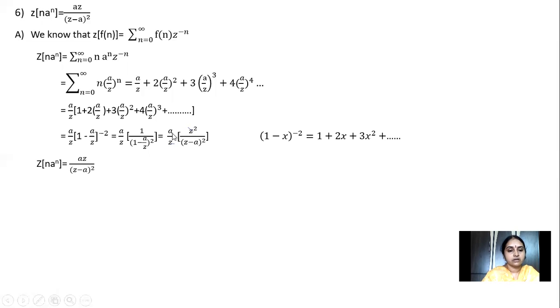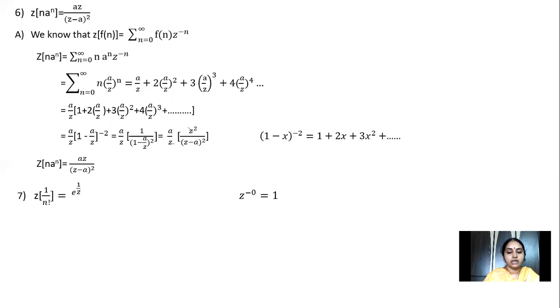Finally what you got is az by (z minus a) whole square. Where Z of n into a power n is there, now you will get az by (z minus a) whole square. Always you have to remember this formula. Whatever function they have given, you come here and write the formula and substitute in place of f of n, expand it, apply whichever formula is suitable, and then simplify, you will get the final answer. This is the way you have to simplify the formulas.